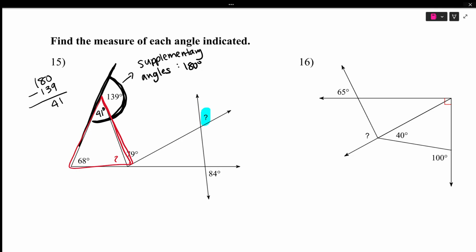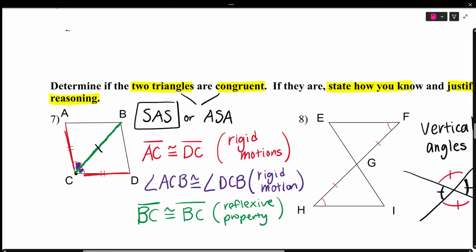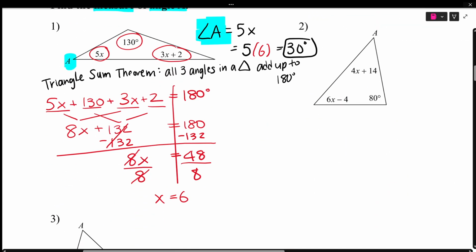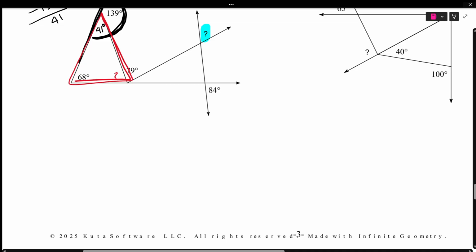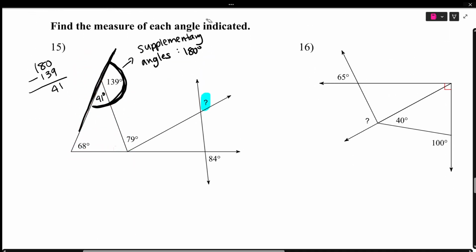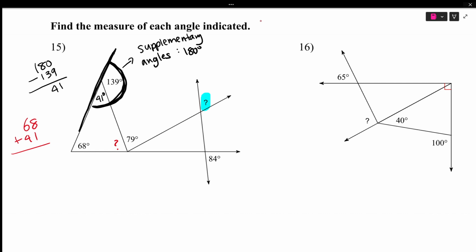I have this triangle right here, and we did this in the first problem. All three angles in the triangle add up to 180. So I'm going to use that triangle sum theorem again to figure out this missing angle. So 68 plus 41 is 109. So these two together, 41 and 68, that's 109. I know all three of them have to be 180. So if I take away 109 from 180, that's going to be 71. So that means this missing angle is 71 degrees.